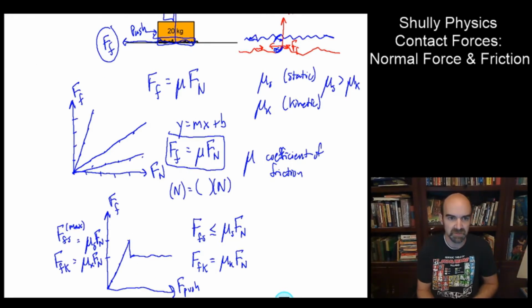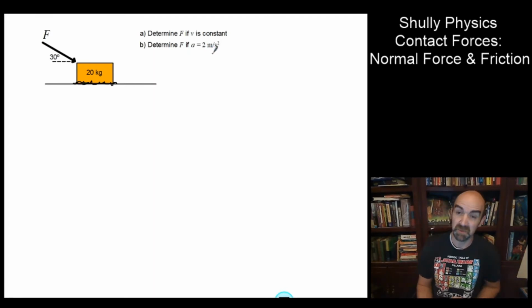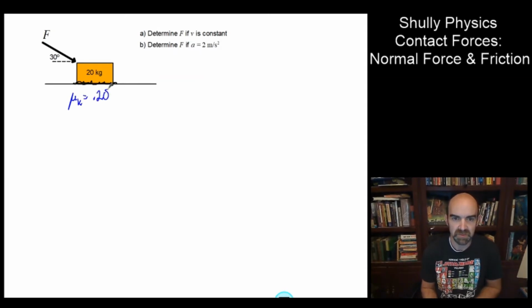So let's get into some problems here. Here we have a block being pushed at an angle along a rough ground. And we're asked to determine the pushing force if v is constant, and that pushing force if the acceleration is 2 meters per second squared. So here we are sliding this block. So we're going to need to know a mu k also, and I'm going to supply that. Say it's kind of a slick surface, and we'll just start with a 0.2.